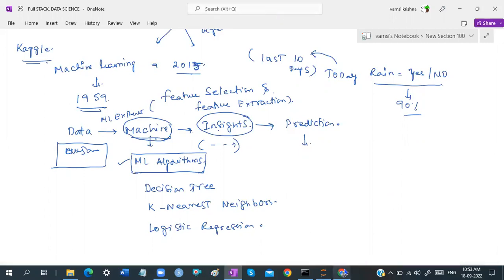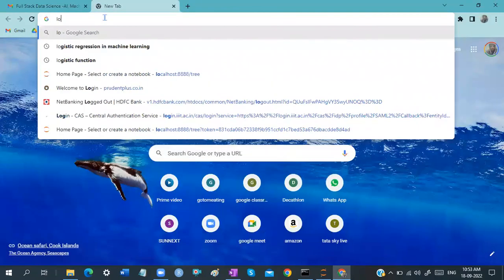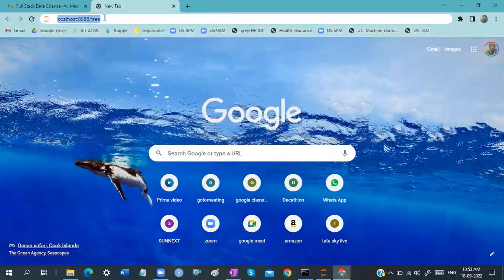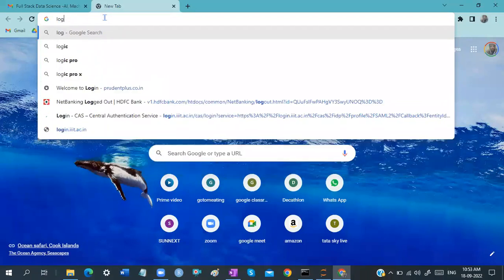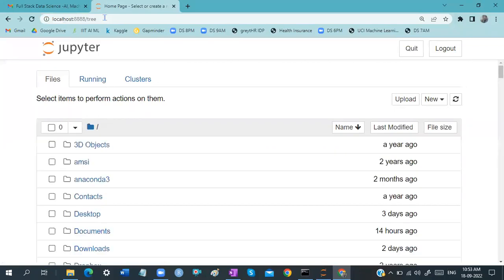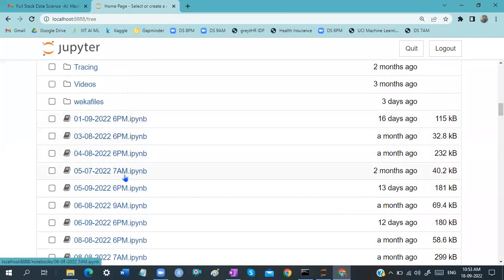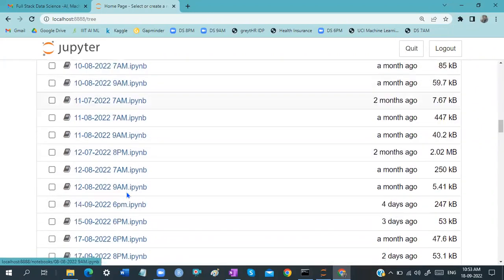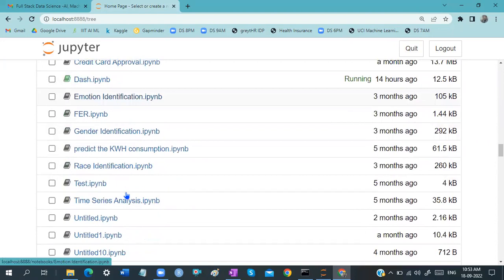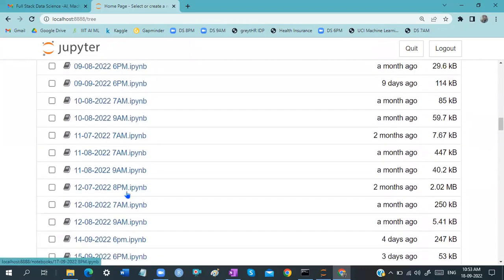I can show you some examples here. I'm going to be using Jupyter notebooks, which are mainly used to write code, guys. You write some Python code and different kinds of code. Every day we have classes like this, at 6 p.m., 7 a.m., 9 a.m. Every day we have a lot of practical examples, and every example is done practically.